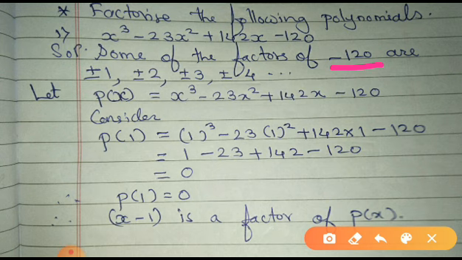Yes, so p of 1 it is. That means 1 is a zero, so what should be the factor? x minus 1 will be the factor of p of x. That means for cubic polynomials you have 3 zeros, and I have got 1 zero. Now I have to find the remaining 2 zeros. To find them, just divide the given polynomial by x minus 1 by our long division method.